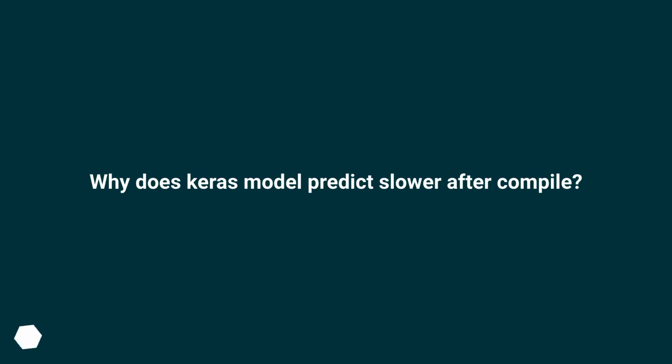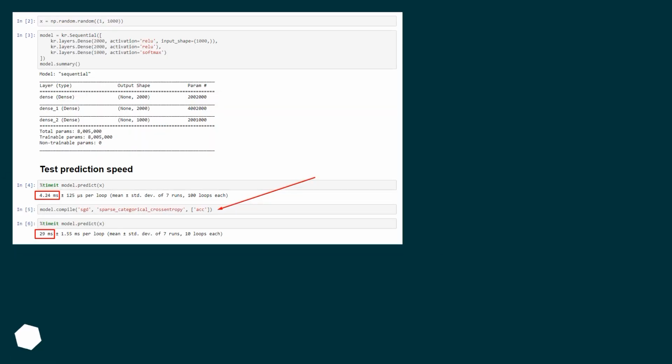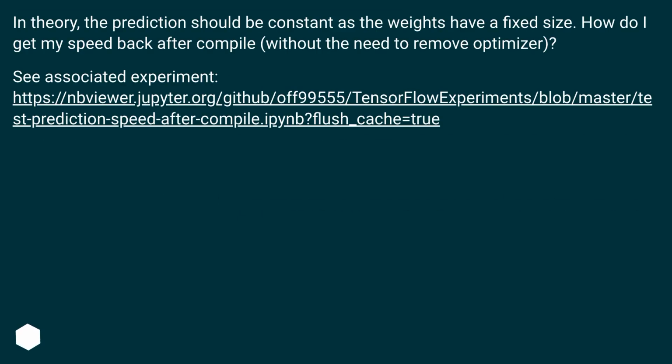Why does a Keras model predict slower after compile? In theory, the prediction should be constant as the weights have a fixed size. How do I get my speed back after compile, without the need to remove the optimizer? See the associated experiment at this URL.